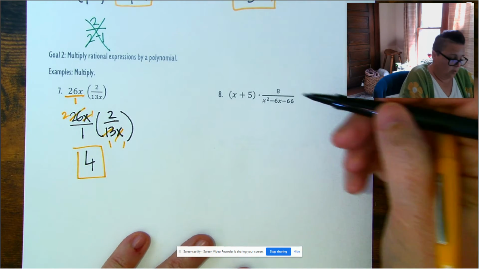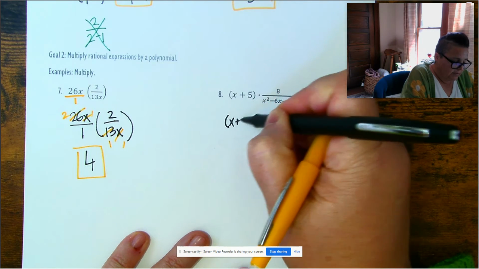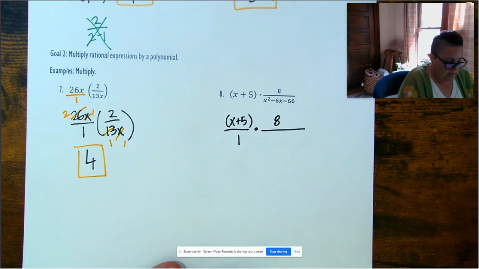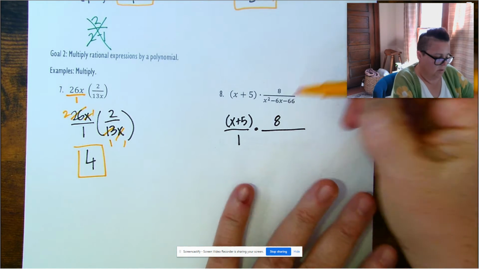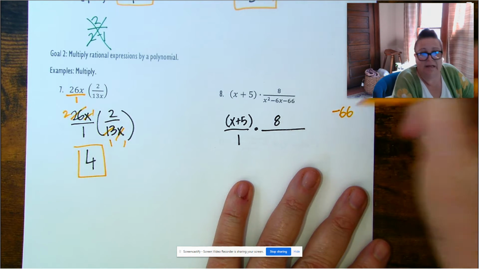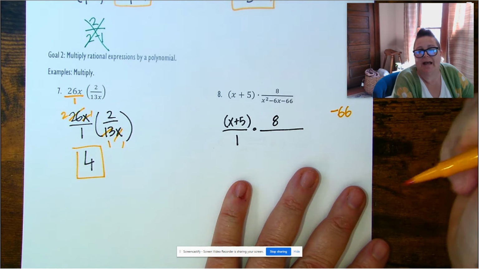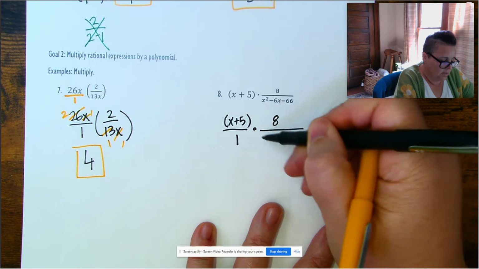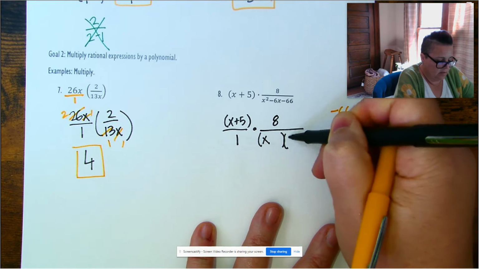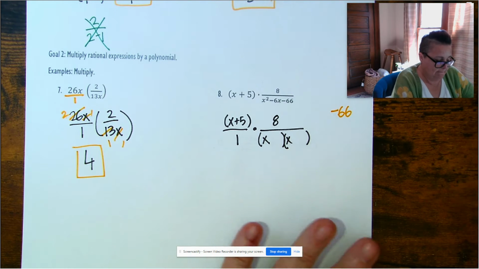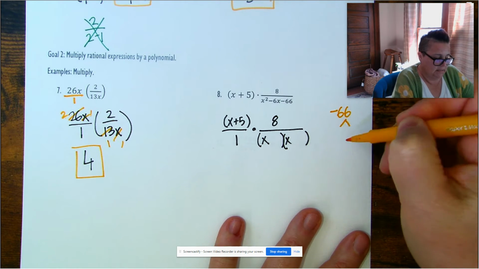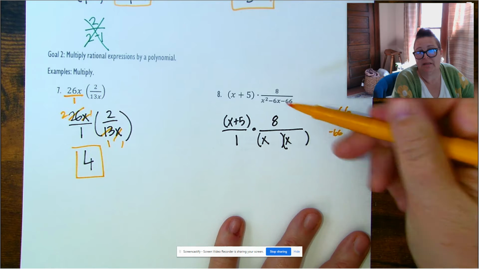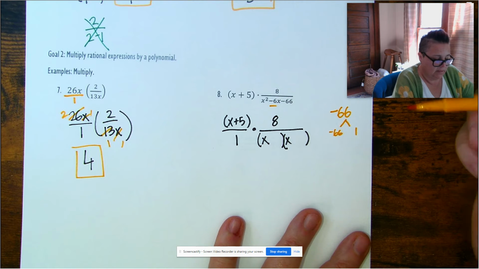Right? Similarly, for number 8, I'm going to rewrite this as x plus 5 over 1 times, this is going to be an 8. And then I need the multiples. What multiplies to give me a negative 66, but adds to give me a negative 6? Okay, so this should factor. It starts with a 1, so I'm okay doing my mental math. 66 is going to be 1 and 66. That's not going to, negative 66 and 1, that's not going to add to be the negative 6. That's in the middle there.